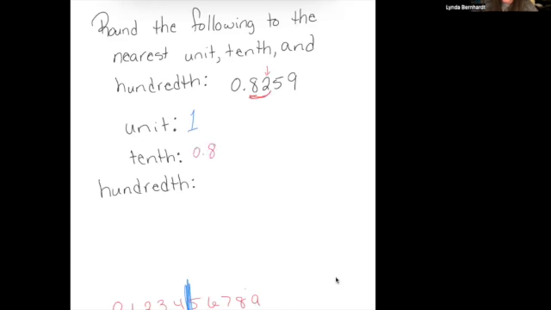Okay, now, trying to pick another color, hundredth, this one right here. So we need to know what to do with this. So we use this number. Here's the 5. So that means up. So that means 0.83. Okay. So that's the rounding. And that's how you would do this.